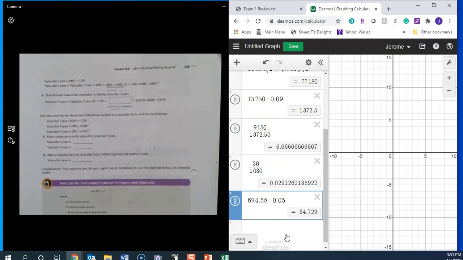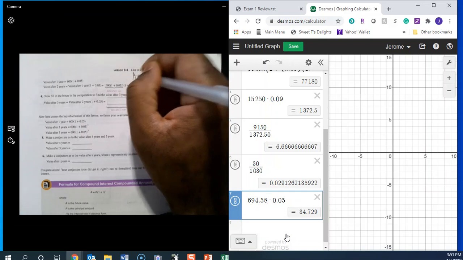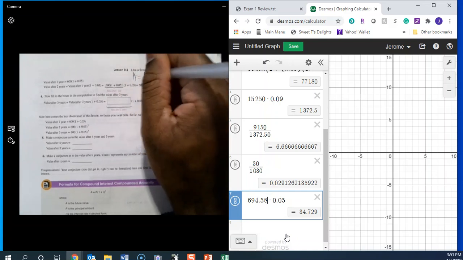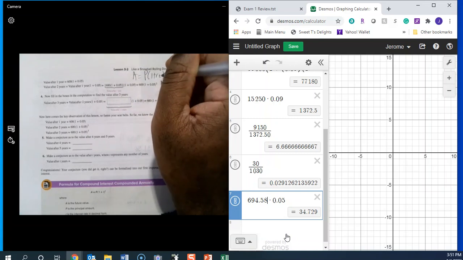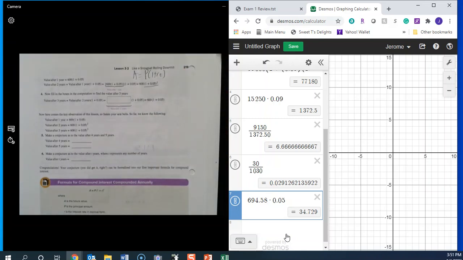So just to give you a quick little overview here, we know we're going to need this formula here. A is equal to P times 1 plus R times T. Then we'll worry about exponents later. Now it says value after 2 years, value after 1 year, 1 plus 0.05. Then we have 600 times 1 plus 0.05 times 1 plus 0.05. So it'll be 600 times 1 plus 0.05 squared.